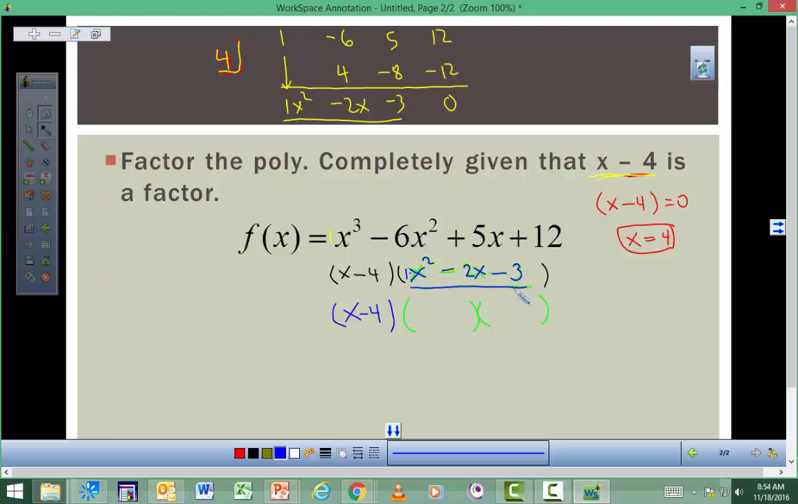Okay, so all we're doing now this time is just looking for two factors of 3 that give us negative 2. How about negative 3 times a positive 1? Would that work? And so that would give us x minus 3 and x plus 1. And now we have this completely factored. Okay, we've completely factored it.